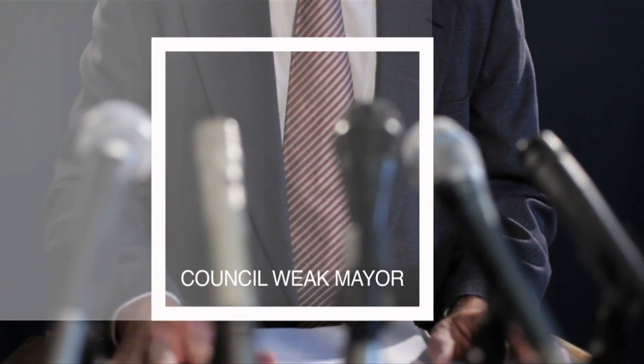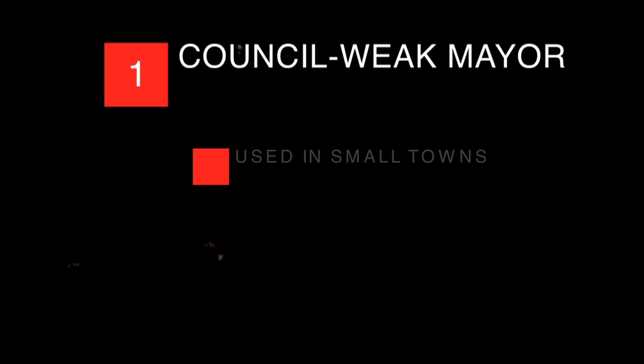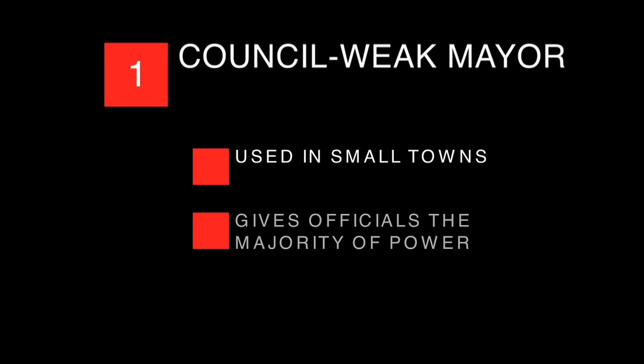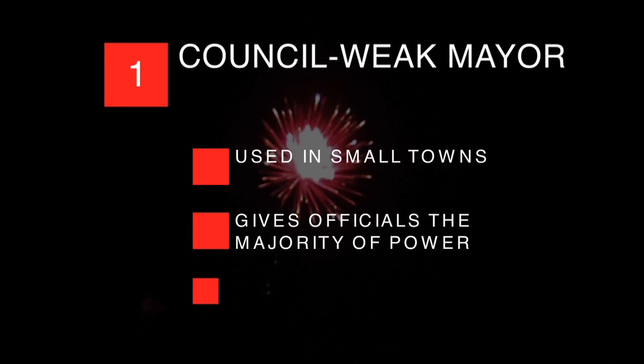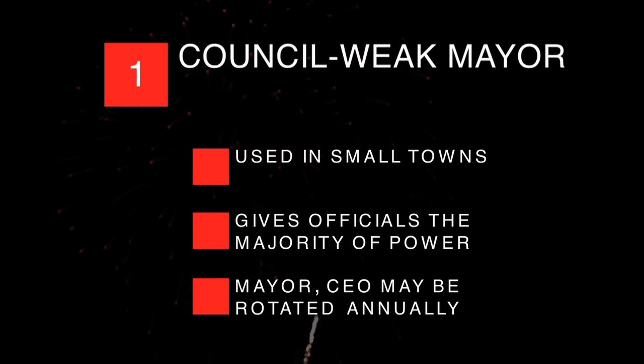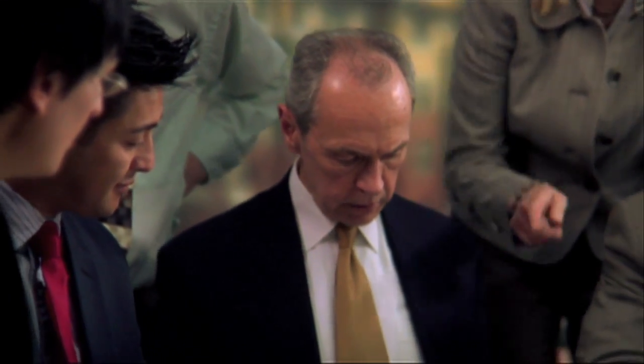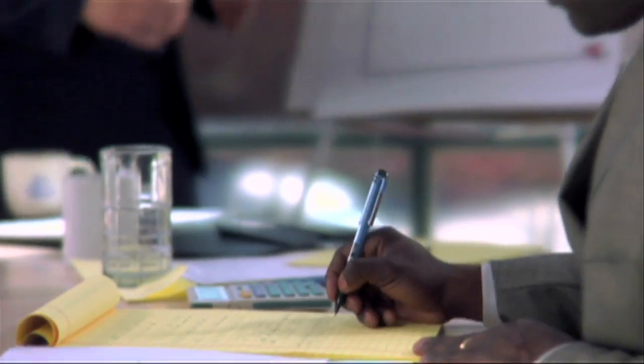This is the original form of local government used in America. Today, this form is still widely used, particularly in small towns. The council weak mayor form of municipal government gives the elected officials as a whole the majority of power. The position of mayor, chief executive official, may be rotated annually among members and is, for the most part, just one of the members of the council, not making any policy decisions independently. The council retains collective control over the administration of finances, city employees, and city services.